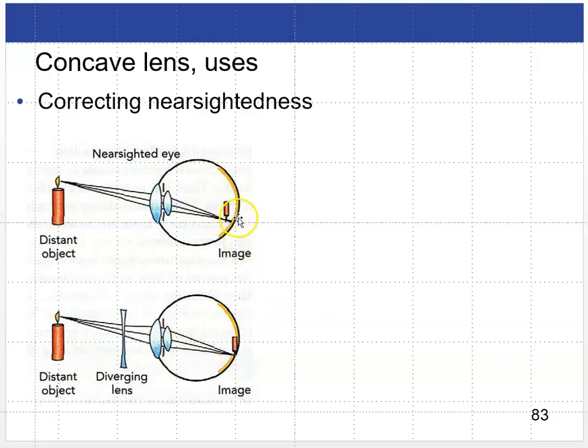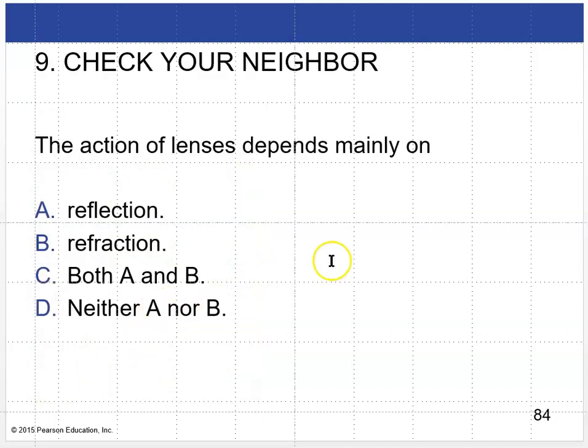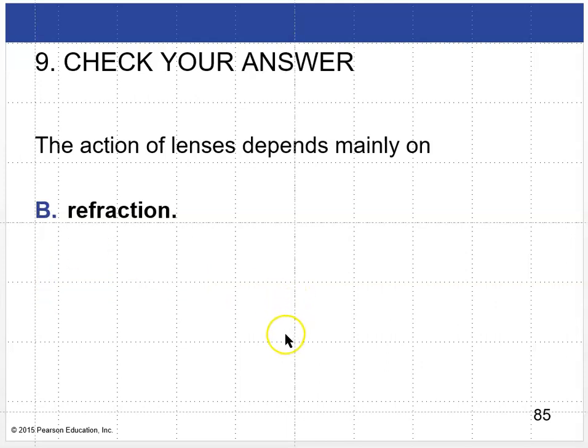And notice it's upside down, and it's a real image. Otherwise, you couldn't see it in the eye. It wouldn't show up on the back of your eye, on your retina. The action of lenses depends mainly on refraction. Be careful not to get that confused.